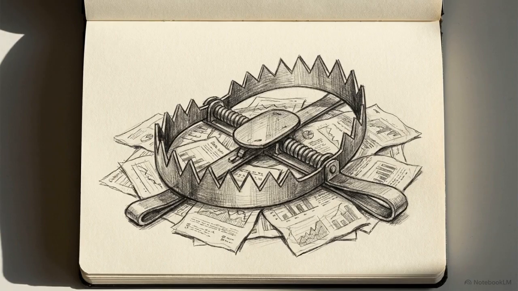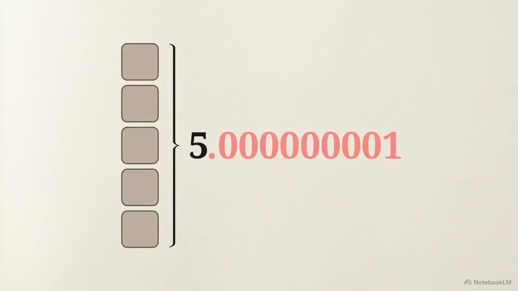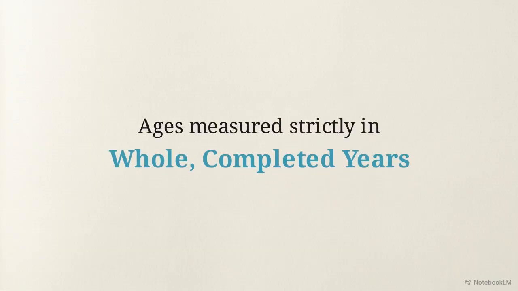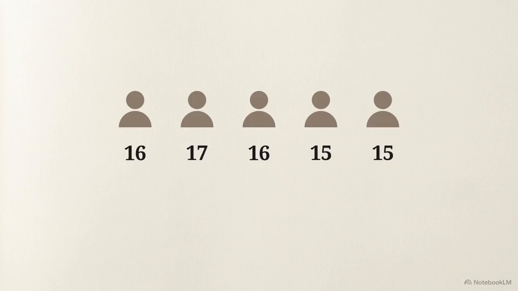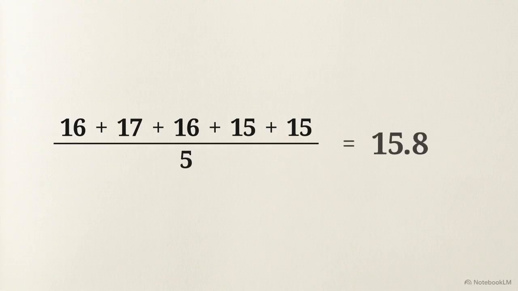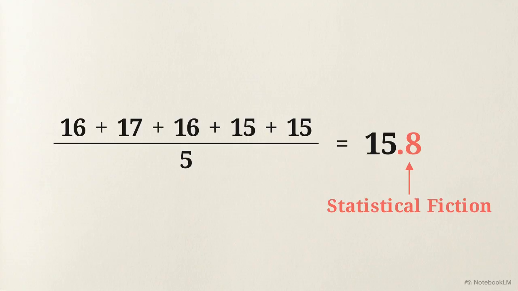Ignoring these structural errors leads analysts directly into the trap of spurious accuracy. Spurious accuracy is the presentation of a level of precision that is mathematically greater than the real, actual level of the underlying data. Take a case study where an investigator collects the ages of students. The methodology dictates that ages are measured strictly in whole completed years, no months, no days. Consider this calculation. The investigator collects 5 raw input variables, 16, 17, 16, 15, and 15. When we run these through a flawless mathematical average, the output resolves exactly to 15.8.